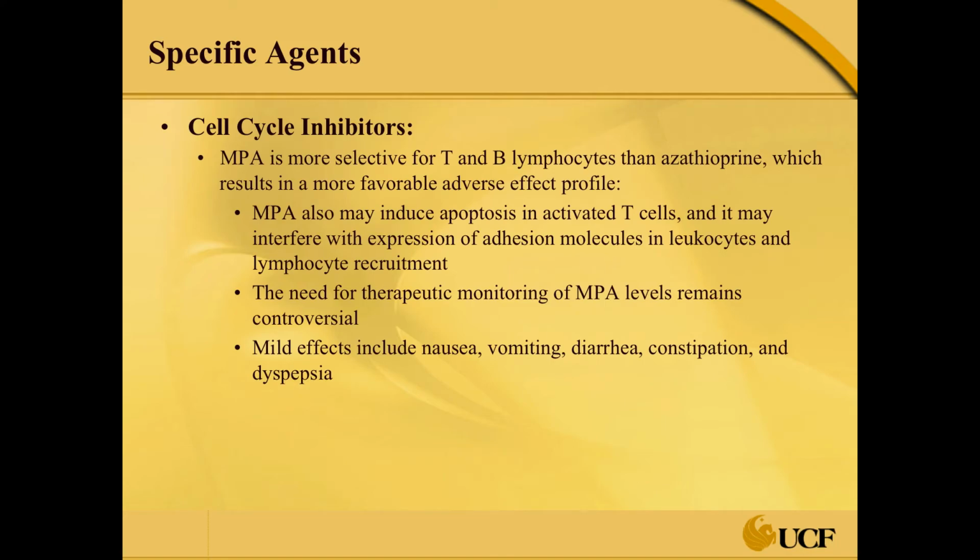MPA is more selective for T and B lymphocytes than Imuron, which results in more favorable adverse effect profiles. It can produce apoptosis in activated T cells, and it can interfere with expression of adhesion molecules in leukocytes and lymphocyte recruitment. There is a controversy about whether or not you need to actually monitor MPA levels.